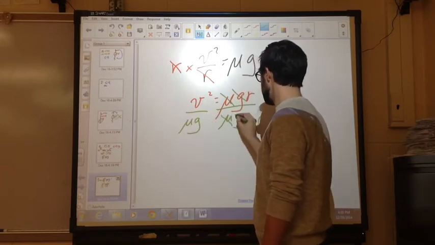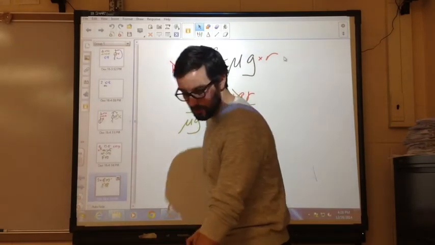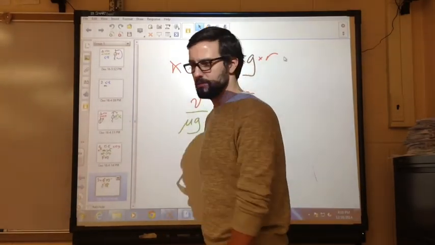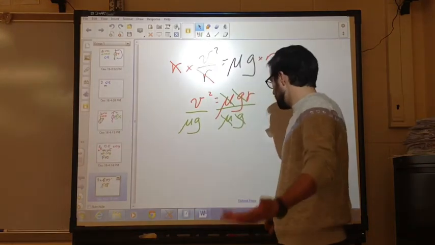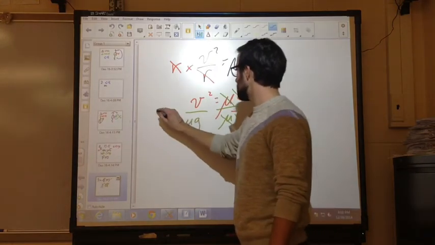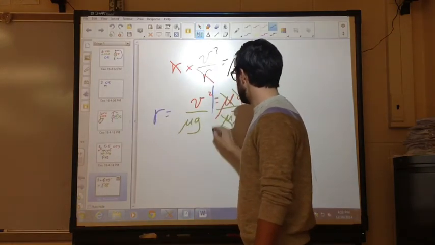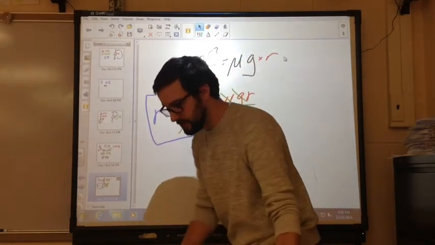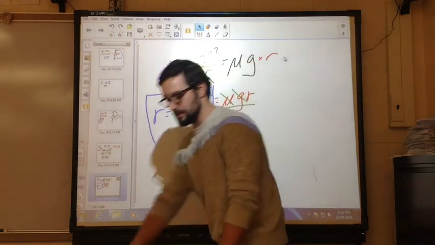By the way, keeping this algebraic approach will certainly help when you get to number 5 also. So keep this kind of thing in mind in number 5. But in this case, we're done. The radius of the curve must equal minimally the speed squared divided by the coefficient of friction times gravitational acceleration.